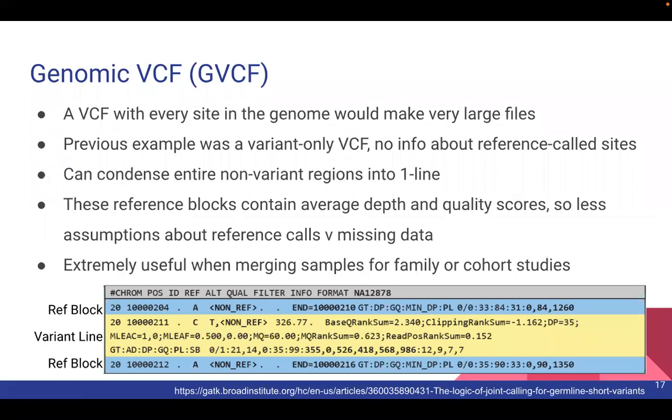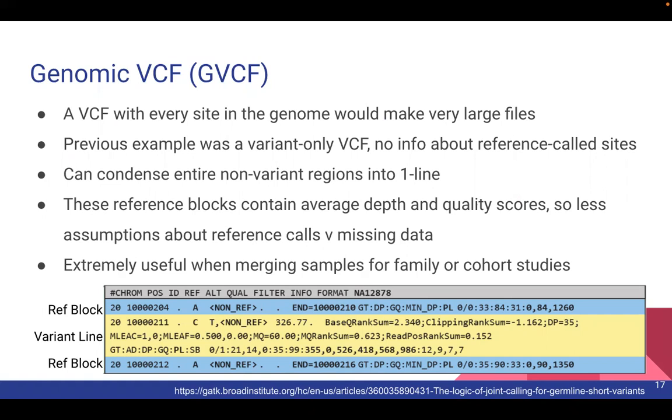Rather than write every base of the genome out, which would make enormous text files, but also wouldn't make sense for a sparse exome sample only covering 1% of it, VCFs often report only variant sites. This gets complicated when you merge samples and don't have information on sites where some samples are reference. Enter the genomic VCF. Contiguous regions of all reference non-variant sites can be condensed into one line in this file. Callers will include an average depth and scores over this region, so we have more confidence that this region is non-variant than assuming with only missing data.